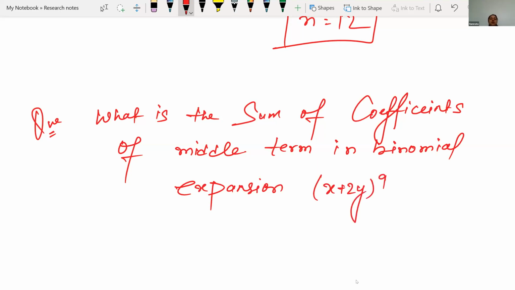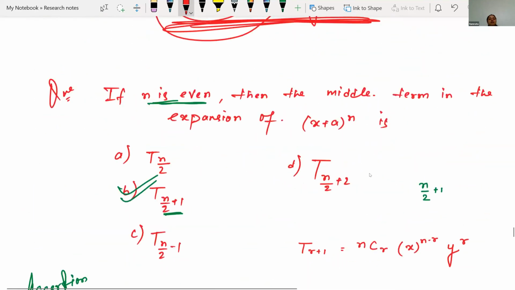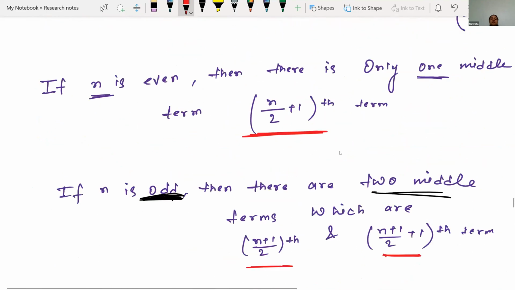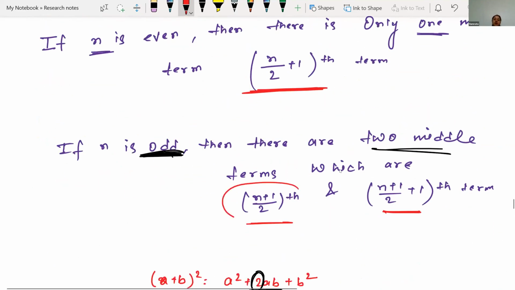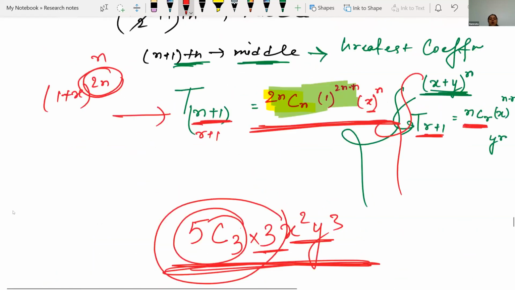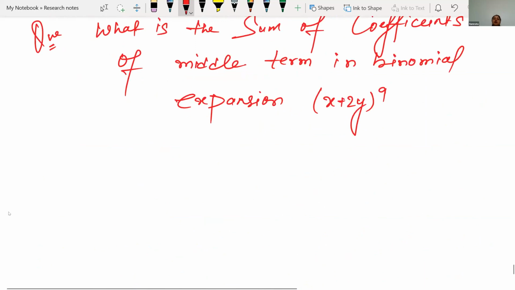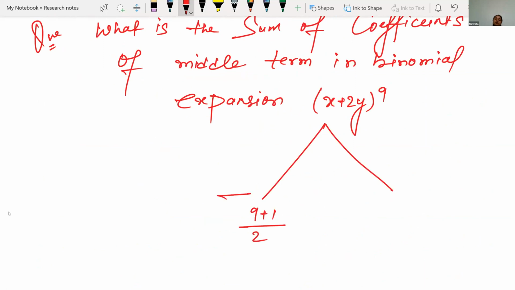We are not going to solve it because you will be able to do it. Here the power is odd. When the power is odd, I have told you there will be two middle terms and those two will be, first is n plus 1 by 2. Okay, it's not n by 2 plus 1. It's n plus 1 by 2. And the next one, that is n plus 1 by 2 plus 1. Okay, when the power is odd number. Is it the power odd over here? Yeah. So the first middle term will be n plus 1 by 2th term. And the second middle term will be n plus 1 by 2 plus 1th term. Clear?